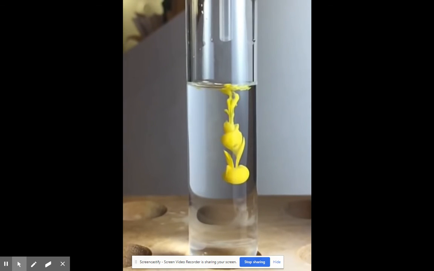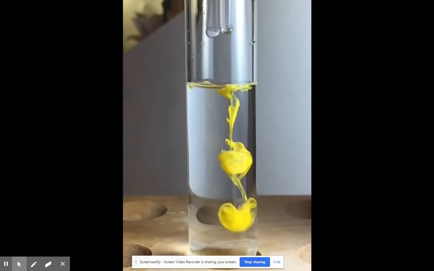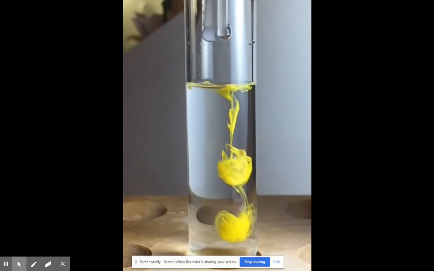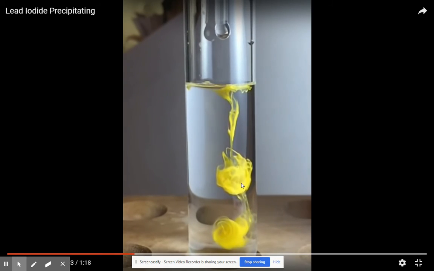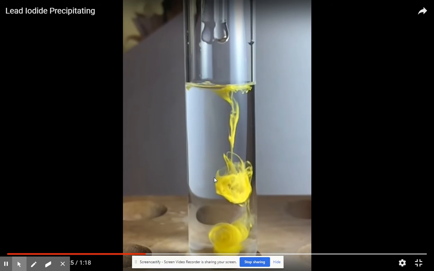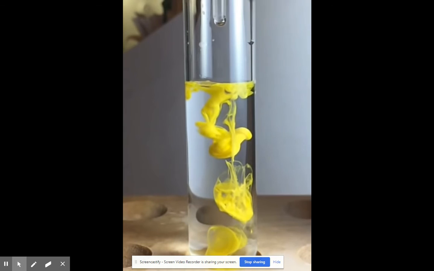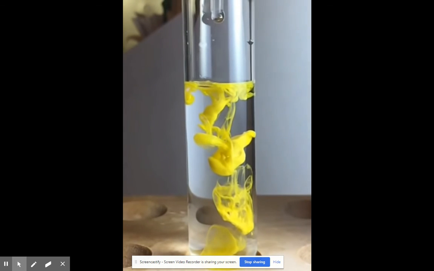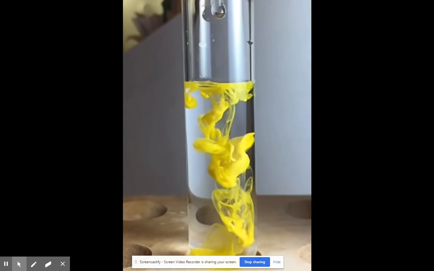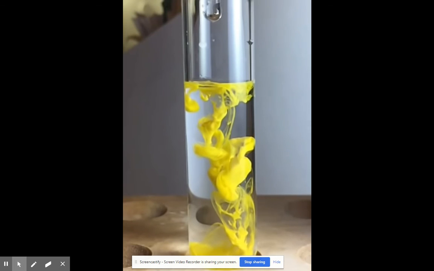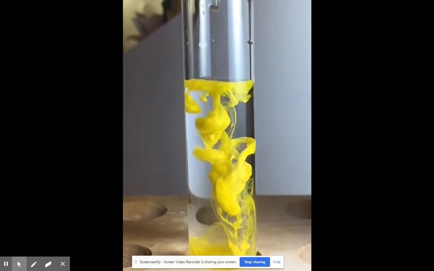So we mix the two clear solutions together and we actually get a yellow precipitate. Remember, a precipitate is just a solid that falls from solution. This yellow precipitate forms because two of the ions that are reacting form an insoluble compound. It's a compound that cannot dissolve in water. That particular compound is lead II iodide. That's that nice, pretty yellow color there.